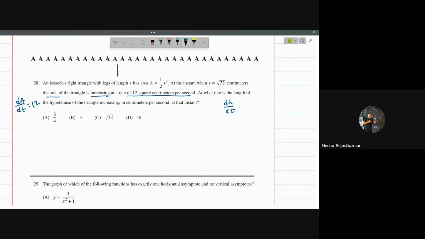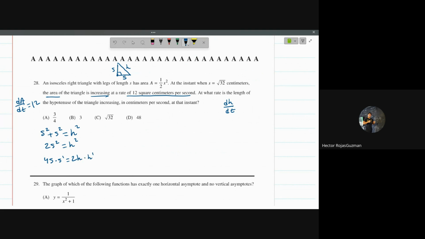So we have an isosceles right triangle. We know the legs are the same because it's an isosceles right triangle. So check it out. We can relate s and h by doing the Pythagorean theorem. And if you take the derivative, well, actually, first we can combine like terms. If you take the derivative, you get 4s times s prime, which equals 2h times h prime.